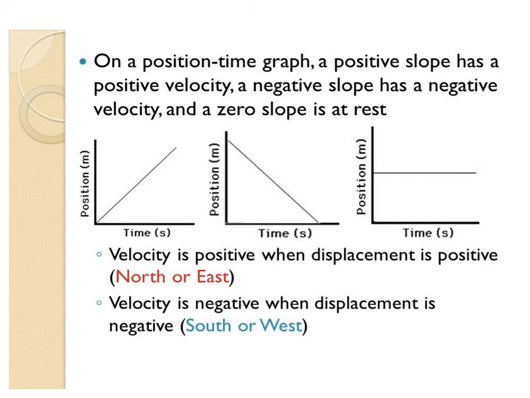But for some cases, the position is increasing or the position is decreasing, for example in these 3 graphs. In the first graph the position is increasing, in the second graph the position is decreasing, for the third graph the position value is constant. So in that case, a positive slope has positive velocity, a negative slope has negative velocity, and zero slope is at rest. So by using the graph, we can calculate its average velocity.